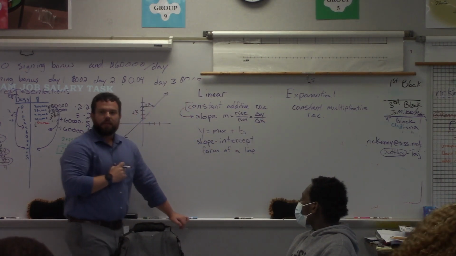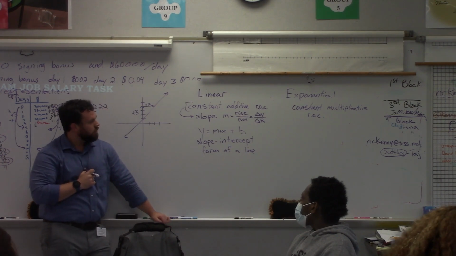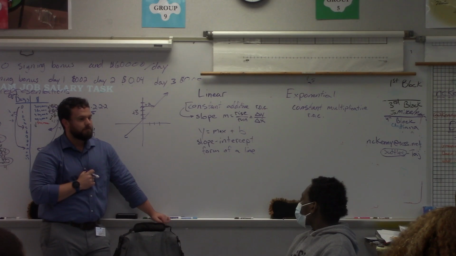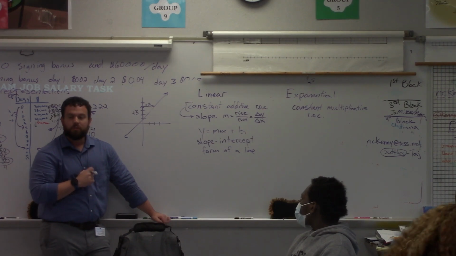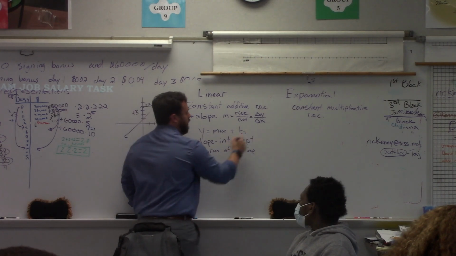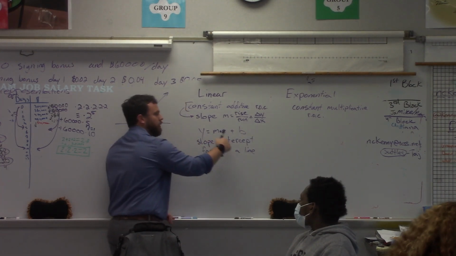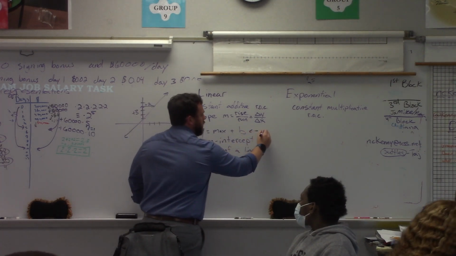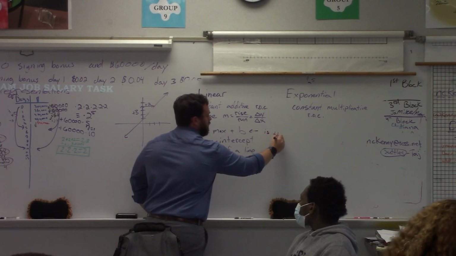What's that b then? Slope-intercept. Just the b, though. The intercept. The y-intercept. Oh yeah, because it's the slope-intercept. So b is the y-intercept.